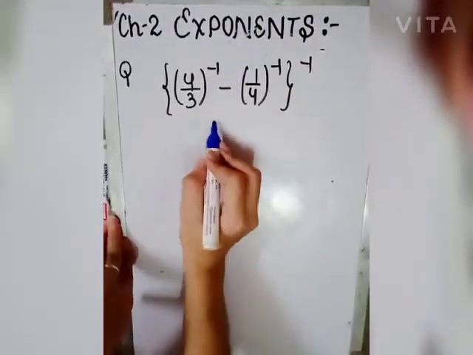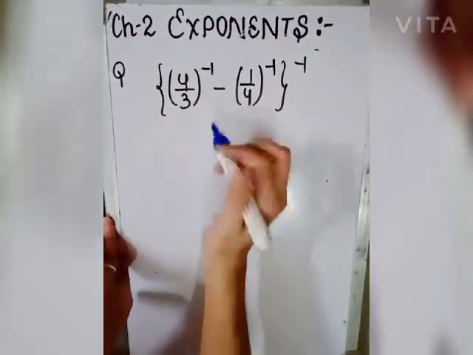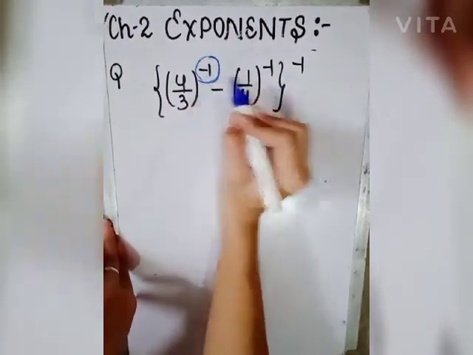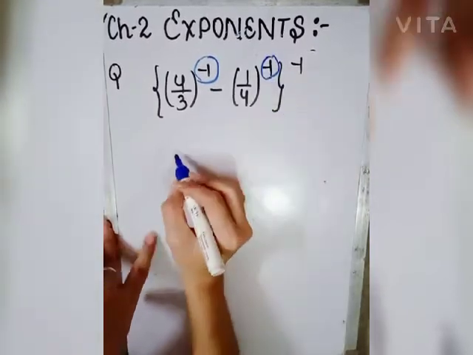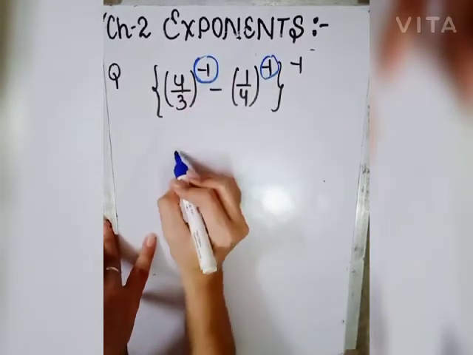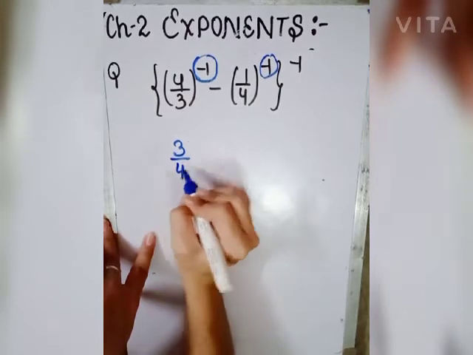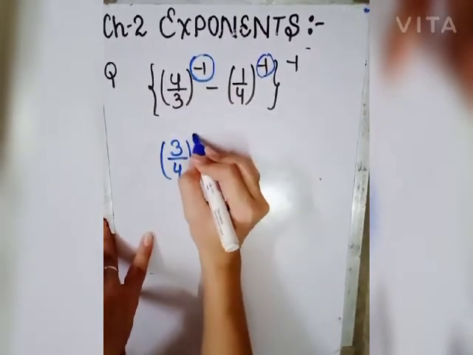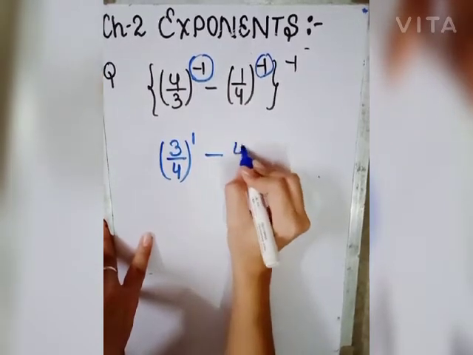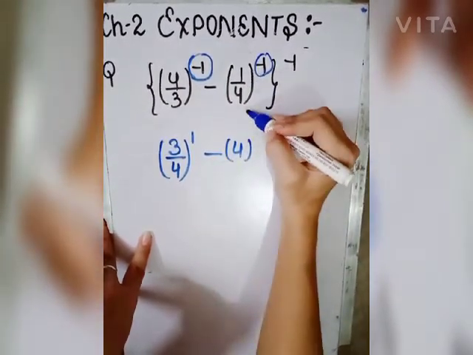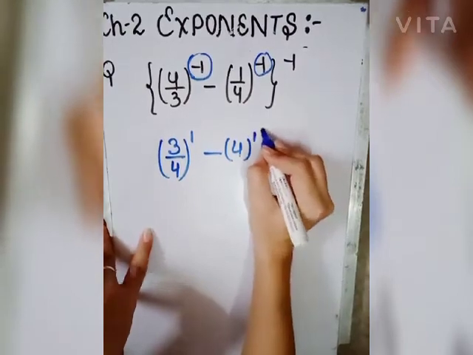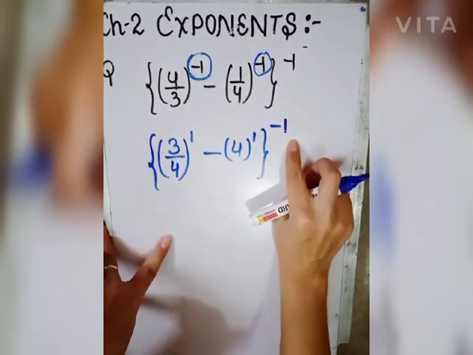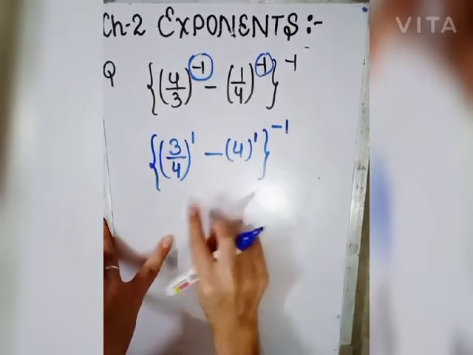Now here is another problem, another sum. First of all, what you have to do is make the power positive. So how can we make the power positive? By doing the reciprocal. The reciprocal of 4/3 is 3/4, and the power is positive now. The reciprocal of 1/4 is 4, and the power is positive now. We will leave this power negative here and we'll solve further.